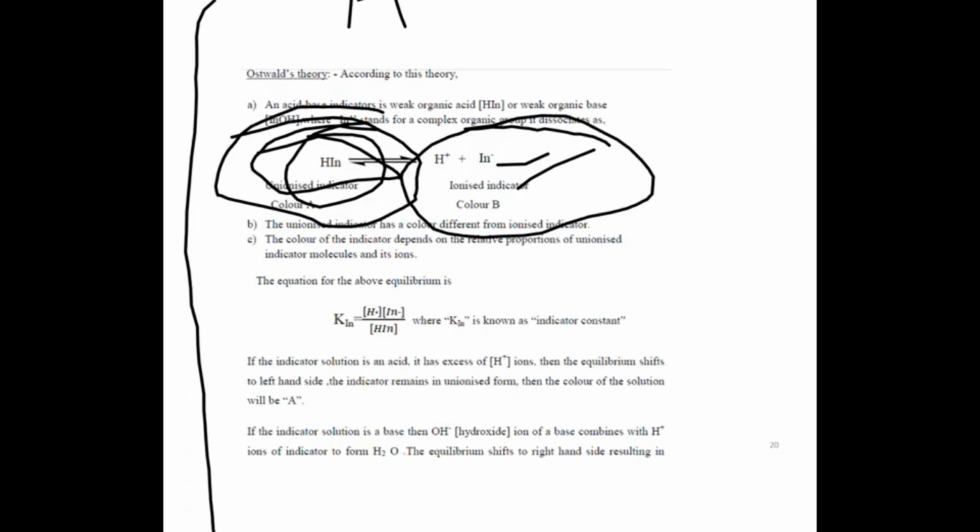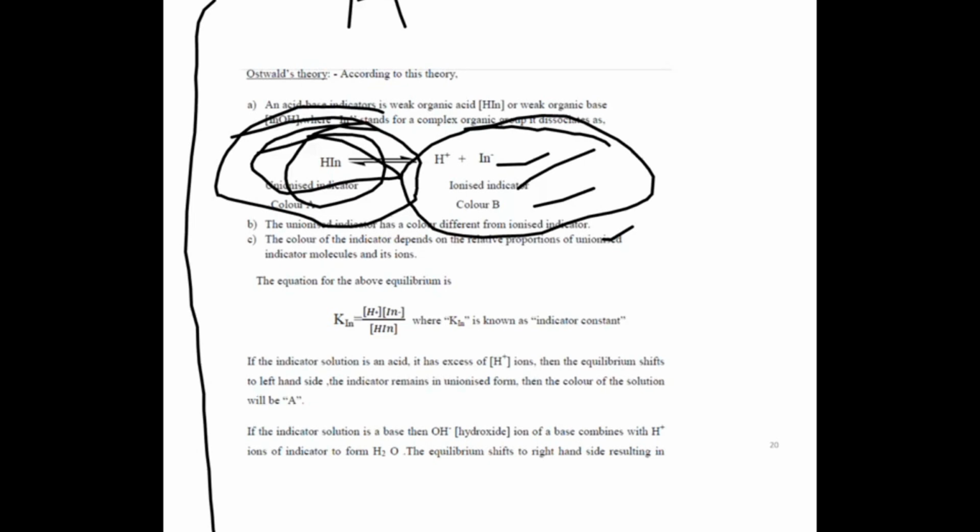In the unionized indicator there is no dissociation taking place. Ionized indicators are giving positive and negative charge by gaining or losing electrons. So the unionized indicator has a color different from the ionized indicator.